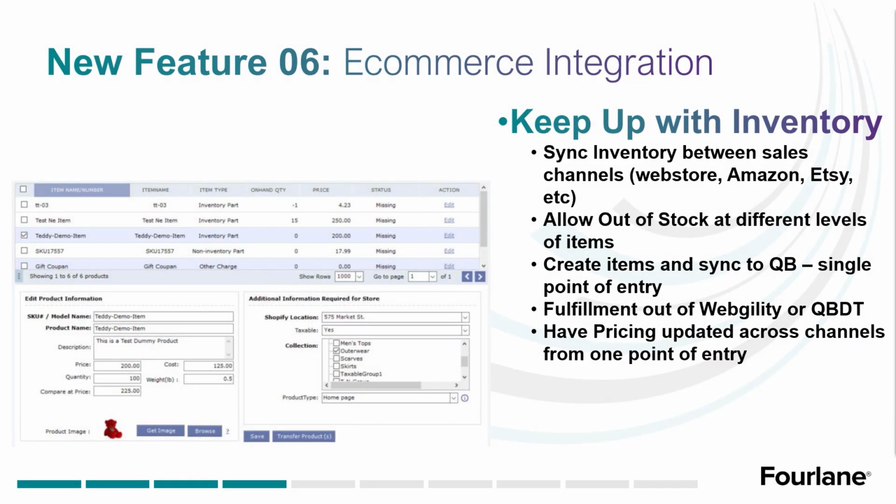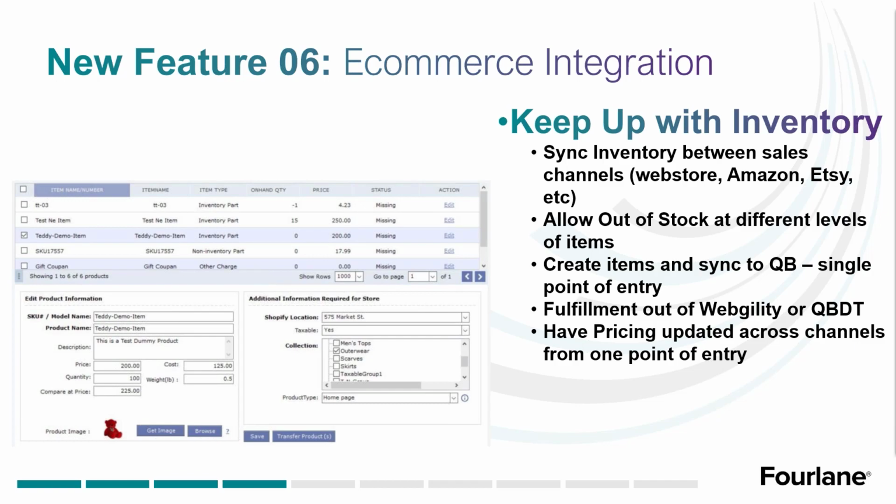A couple of things of why this is so exciting. First of all, you can keep up with inventory. This will sync inventory between your sales channels, like your web store, and it can be web stores, right, if you have multiple brands, which we do. We used to have POS Warehouse and Fourlane. Amazon, Etsy, right, all these different sales channels. You can sync inventory between all of them.